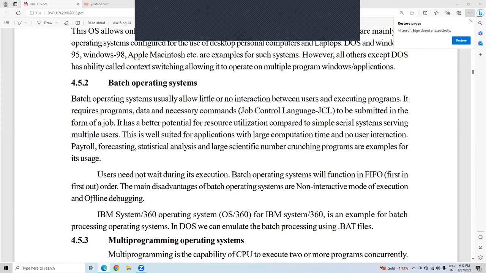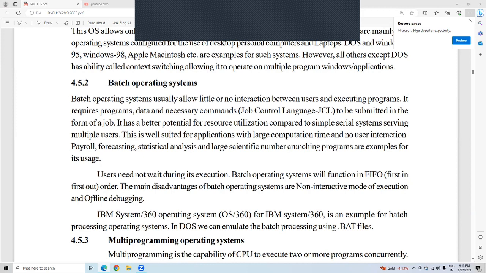This batch operating system works on the basis of FIFO, that is first in, first out order. The main drawback is what? These are non-interactive mode of execution and offline debugging. An example is IBM System 360 OS, which is also called OS/360 for IBM System 360. It's an example of a batch processing operating system. In DOS, we can emulate batch processing using .bat.